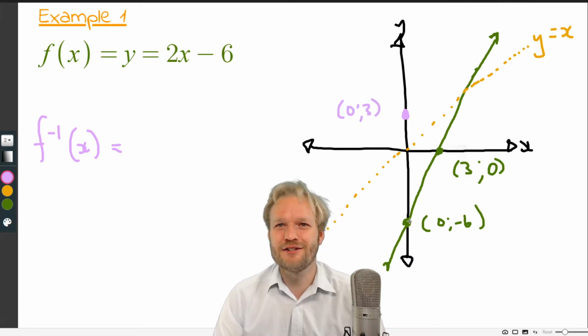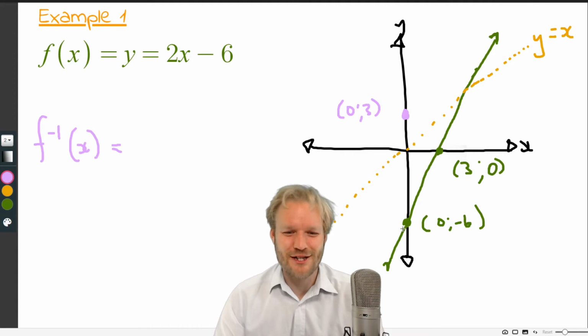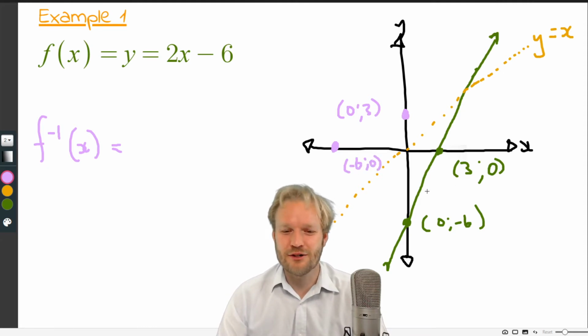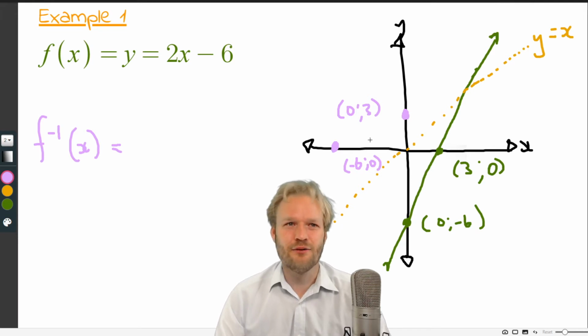Okay, so what about this y-intercept? What does our y-intercept become? Well, the y-intercept becomes the x-intercept. So that becomes this point. I don't know why I drew that all the way over there. But this becomes the point minus 6, 0. What was x is y, what was y is x. Okay. Now we've got enough to draw our line.